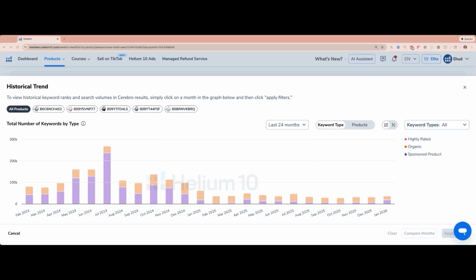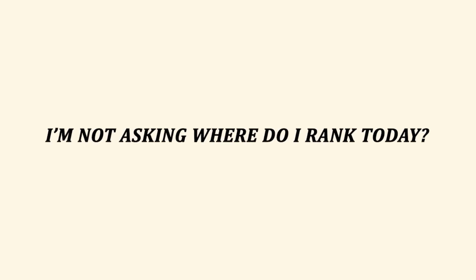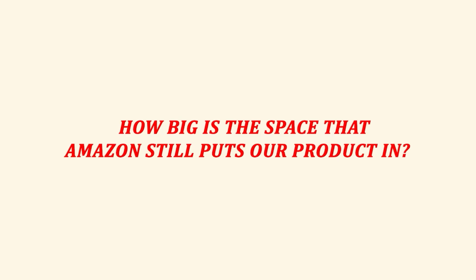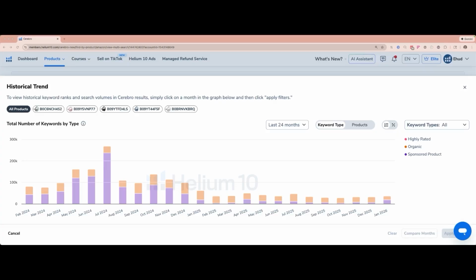So this view helps you see what's going on and what's happening before it becomes obvious in your sales and all your other top keywords. So when I look at historical trends, I'm not asking where do I rank today, I'm asking how big is the space that Amazon still puts our product in. And once that starts shrinking, everything else, unfortunately, usually follows.